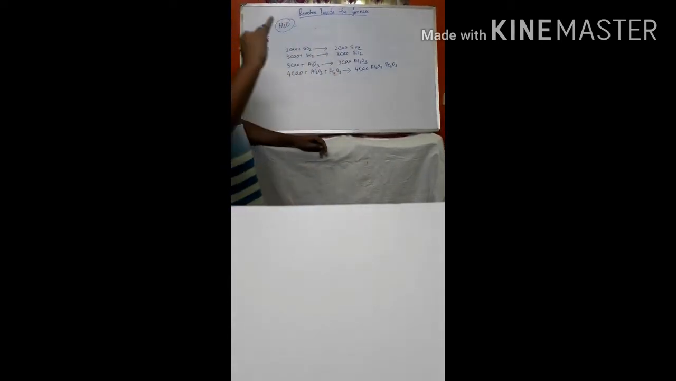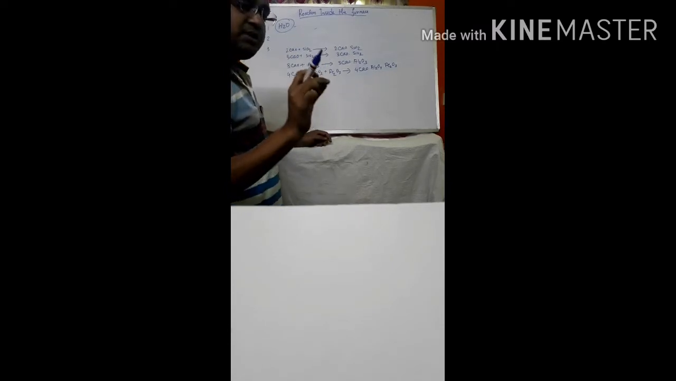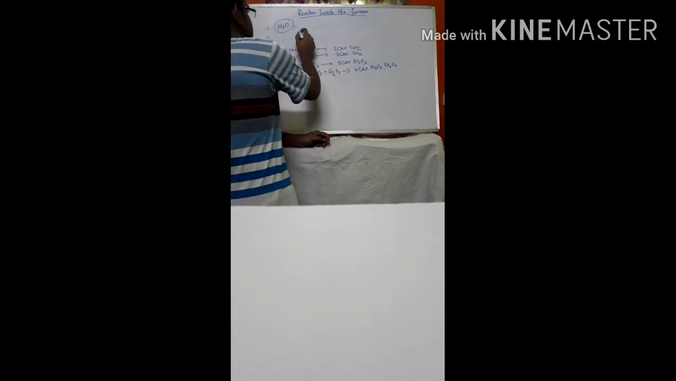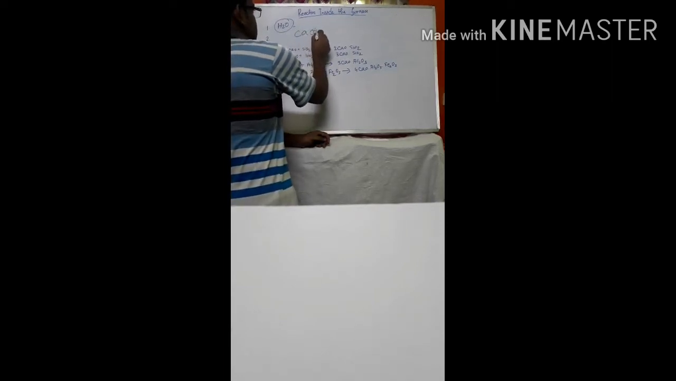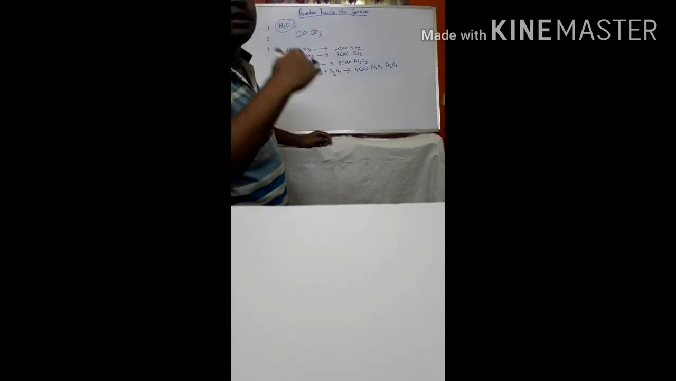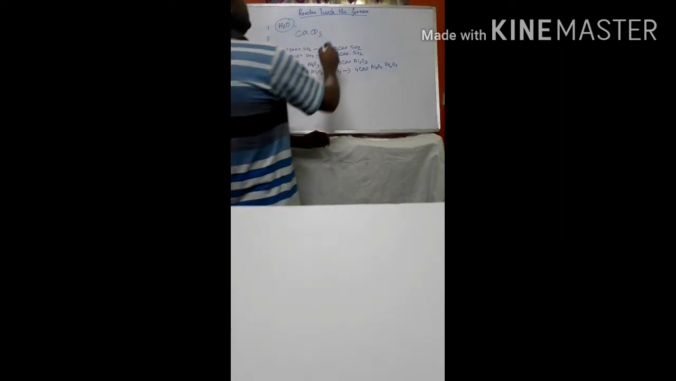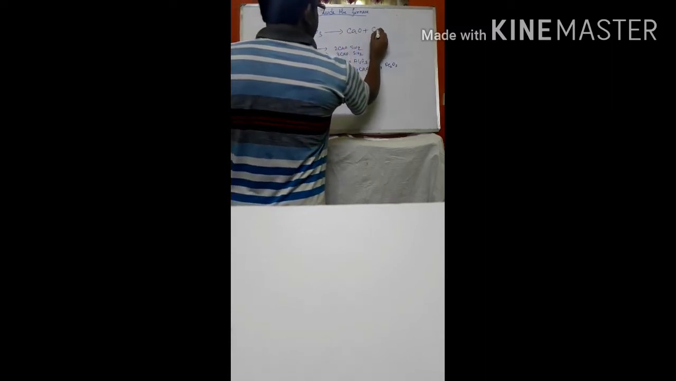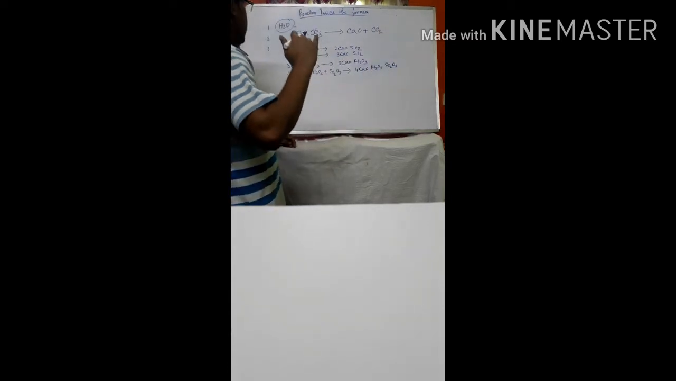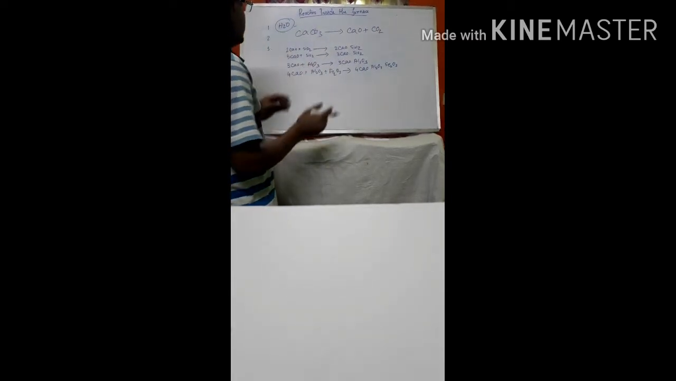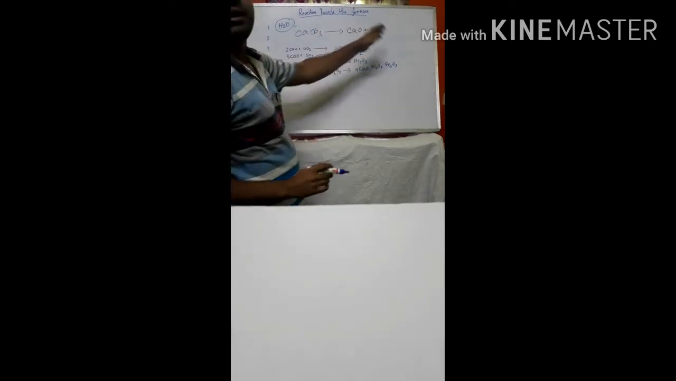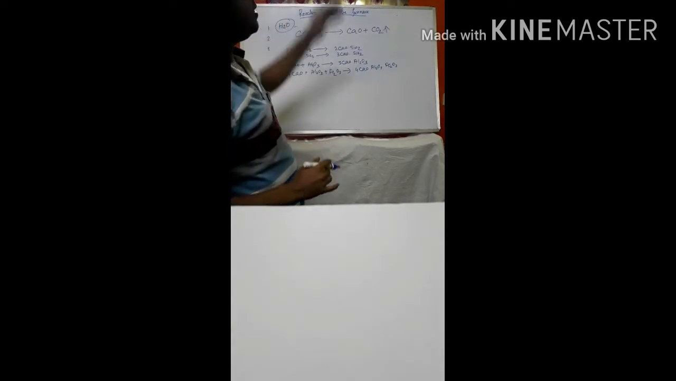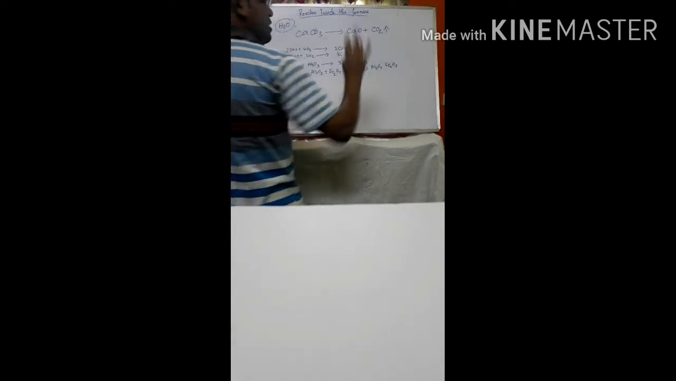Now the second reaction. In the middle region of the furnace, the limestone, that is calcium carbonate, CaCO3, gets reduced to lime, CaO, and carbon dioxide, CO2. In the middle region of the furnace, the limestone gets reduced to lime and carbon dioxide is released from the furnace.